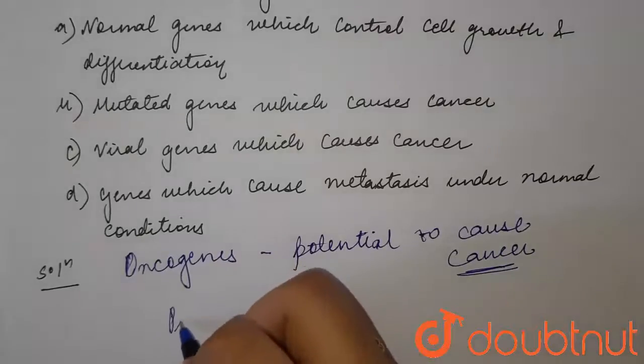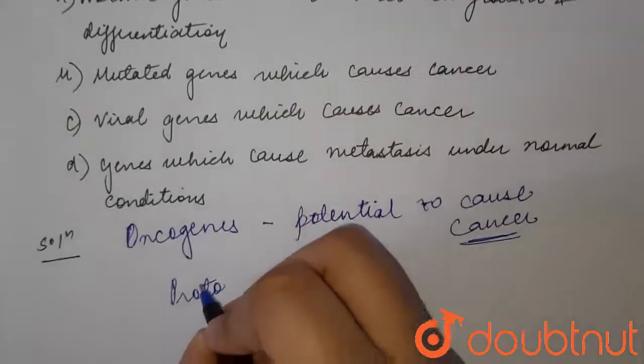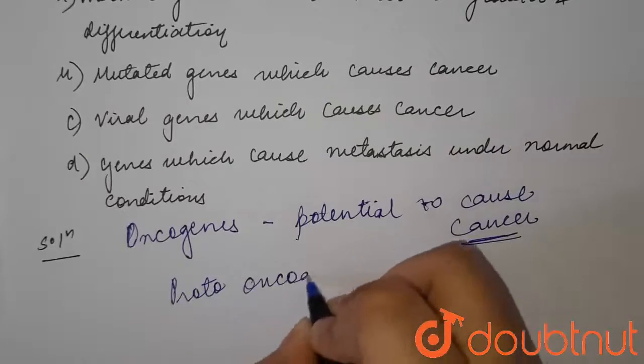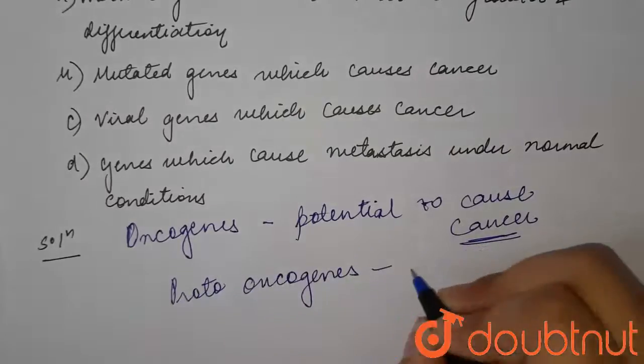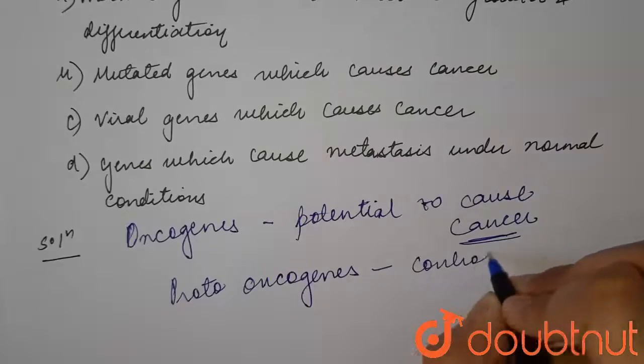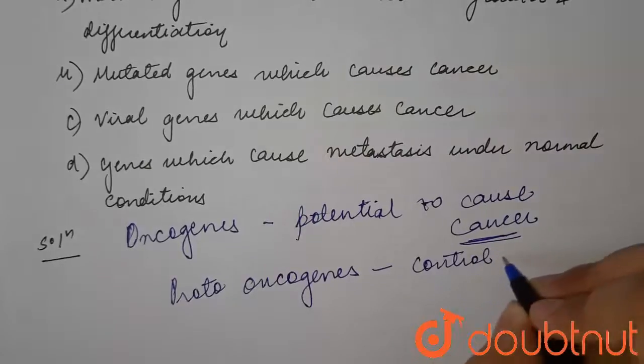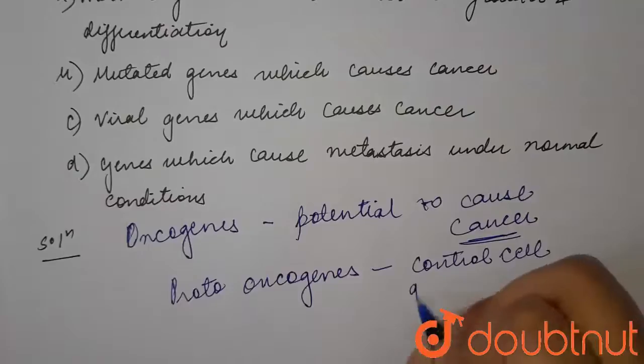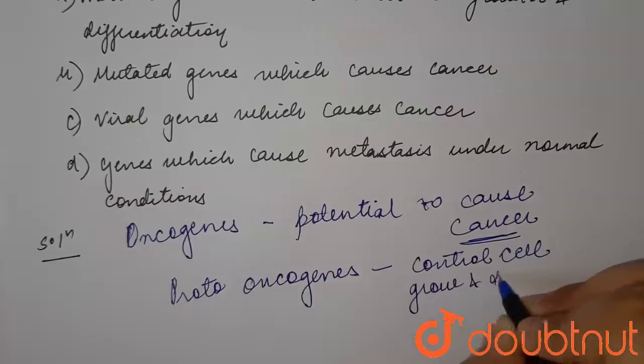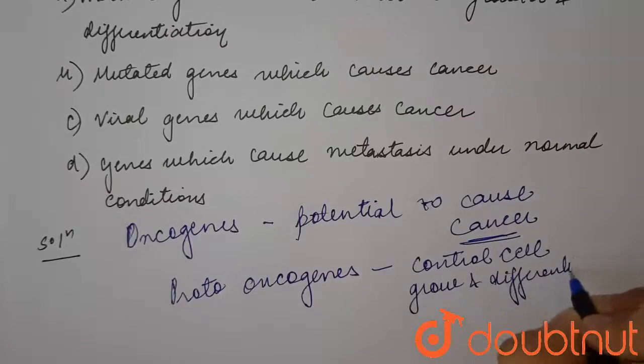While if we talk about proto-oncogenes, these are the normal genes which are present. So these control the cell growth and differentiation, and hence they can prevent the cancer.